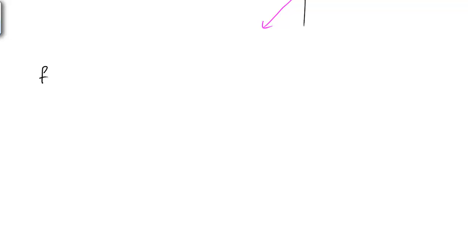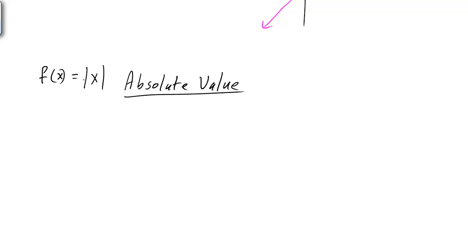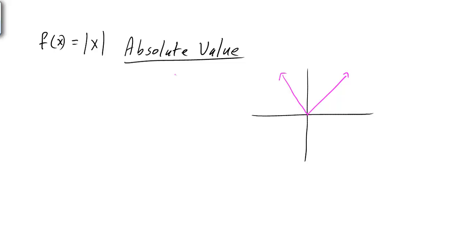Our next function, f of x equals the absolute value of x. So here we have our absolute value function, and it's denoted by the 2 vertical bars. If we look at the graph of your absolute value function, it is very distinctive. It always has a sharp V shape. And this V shape, of course, could open up or could open down. This is your absolute value function.